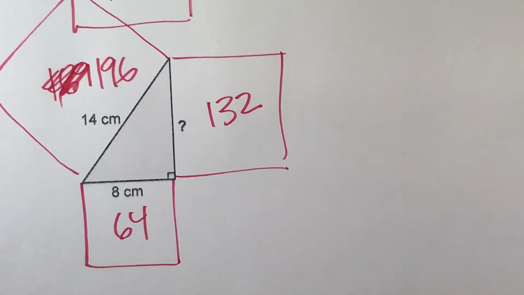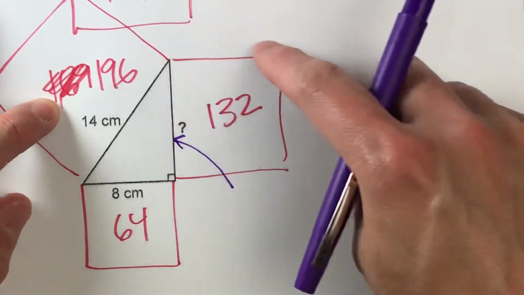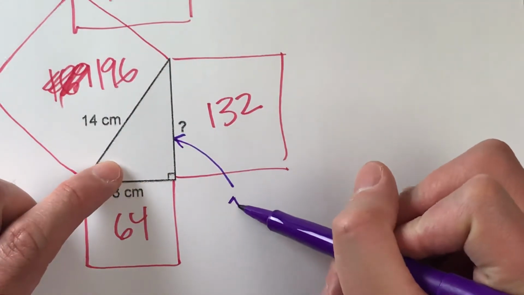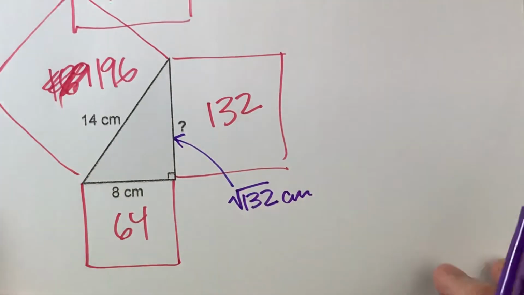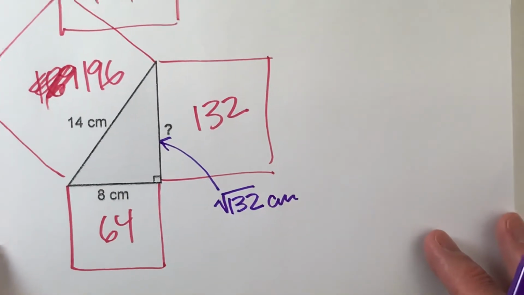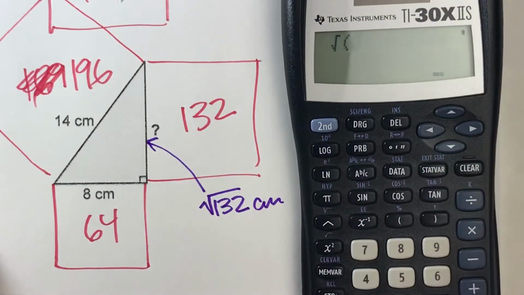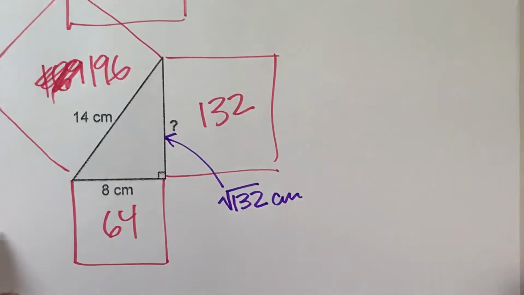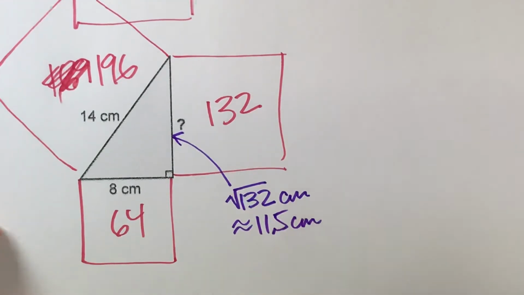Now, let's not forget what we're trying to find. We are actually trying to find the length of this side. And since we now know the area of the square is 132, its side length is the square root of 132, and the units are centimeters. So if I want the approximate length, I'm just going to take the square root of 132, and I get about 11.5. So we can say it's approximately 11.5 centimeters.